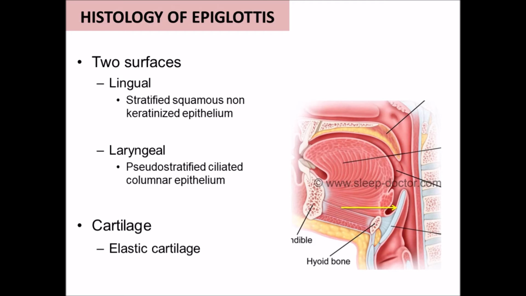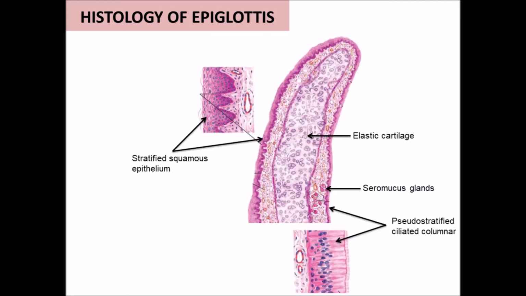The surface of the epiglottis which faces towards the larynx, that is the lower portion of the posterior surface, is lined by the laryngeal epithelium, that is pseudostratified ciliated columnar epithelium. The skeletal framework of epiglottis is formed by the elastic cartilage.